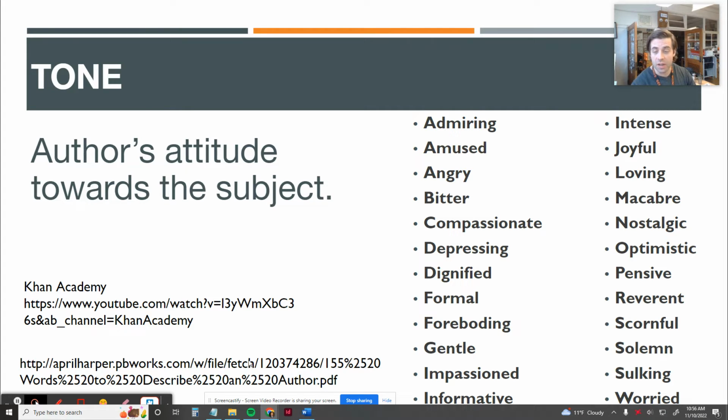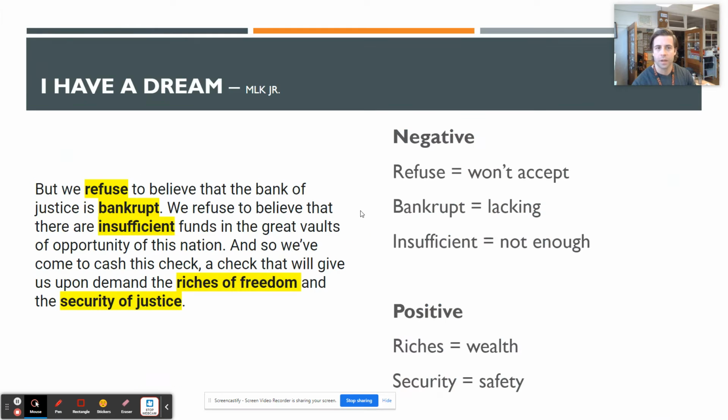The other link I have here is a great resource. It's a list of about 150 words that can describe an author's tone. So as you're going through some of your practice work, have this document open so you have some ideas of how to describe tone. I've got some tones up here as well that you could even put into your notes and ask, is this a depressing tone? Is this a joyful tone? Is this a scornful tone? Are they scolding people? Just remember the tone is an author's attitude towards their subject.